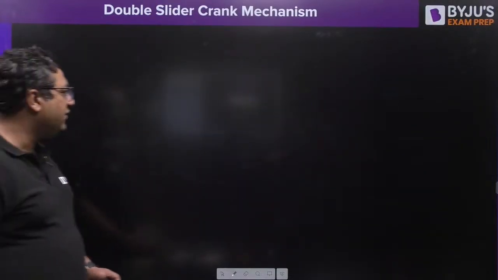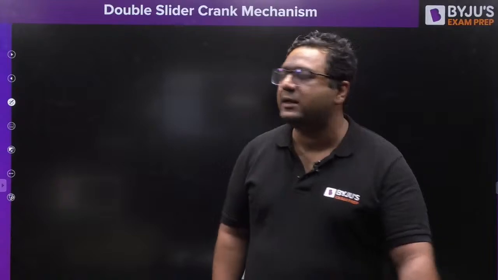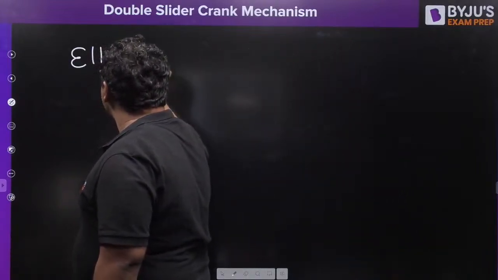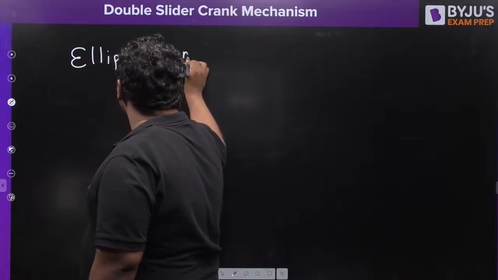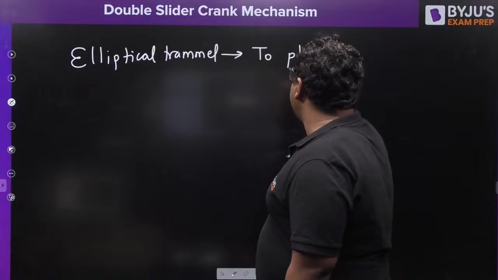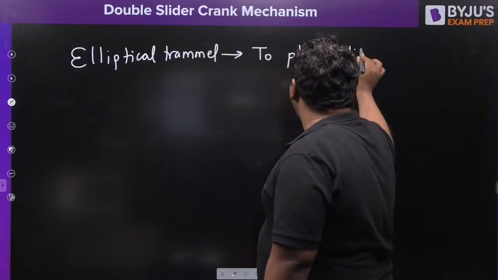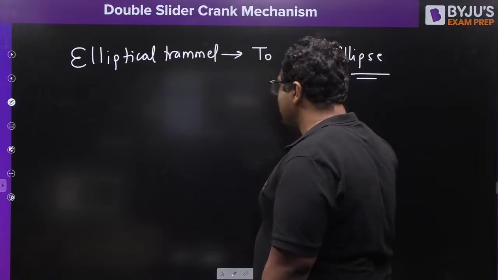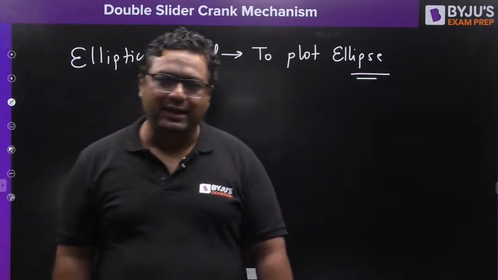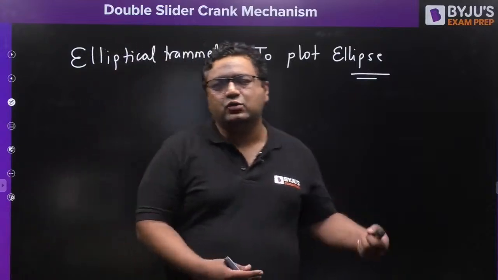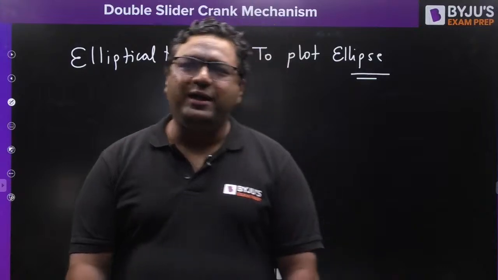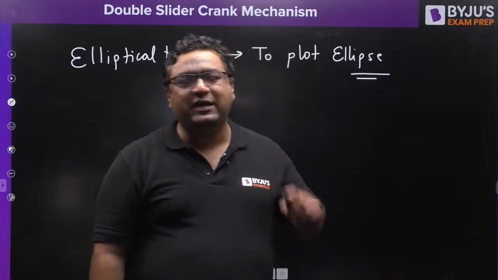Okay, so my dear, with this one inversion we have completed. The elliptical trammel is going to be used to plot an ellipse. This is available in your labs of kinematics of machines, dynamics of machines. You will get it. And my dear, this is used in civil engineering applications also, where they want to plot such kind of geometry. Now my dear, we are entering into the second inversion, because we have seen the first inversion.